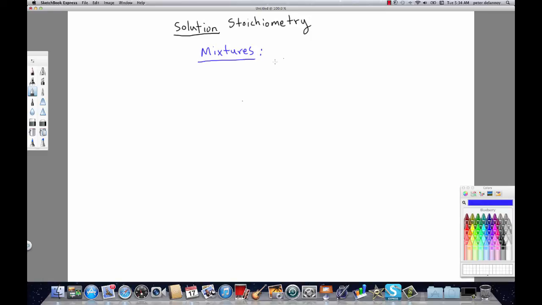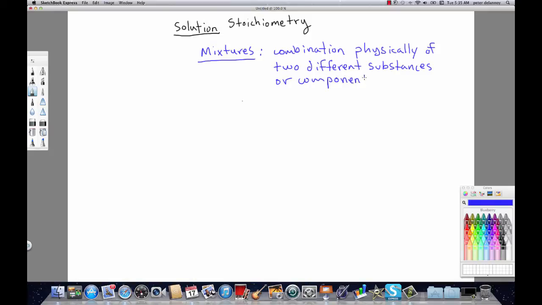All right, a mixture involves basically the combination physically of at minimum two different substances or components, let's call it. All right, and this issue of physically combining these things is important. In other words, a mixture is not the formation of a chemical compound. In fact, what we're doing is usually taking two different chemical compounds and mixing those together.